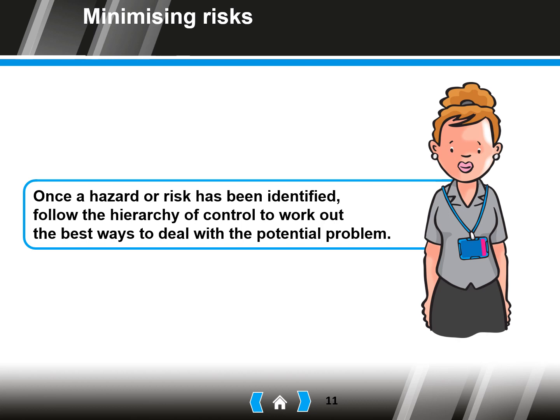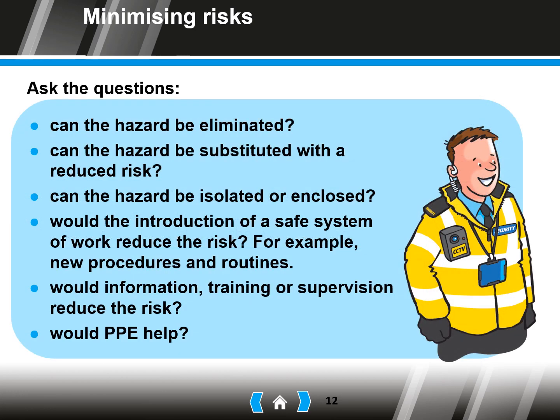Minimizing the risk. So once a hazard or risk has been identified, follow the hierarchy of control to work out the best way to deal with the potential problem. Ask the questions. Can the hazard be eliminated? Can the hazard be substituted with reduced risk? Can the hazard be isolated or enclosed? Would the introduction of a safe system of work reduce the risk? For example, new procedures and routines? Would information, training and supervision reduce the risk, or would PPE?